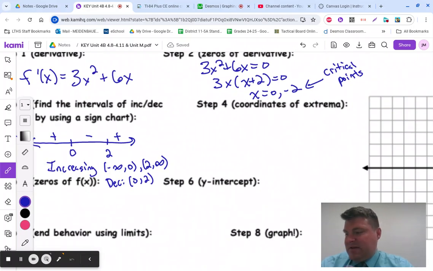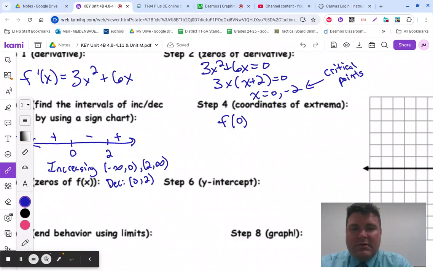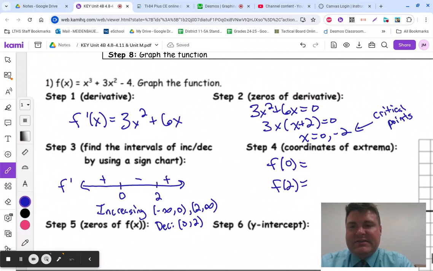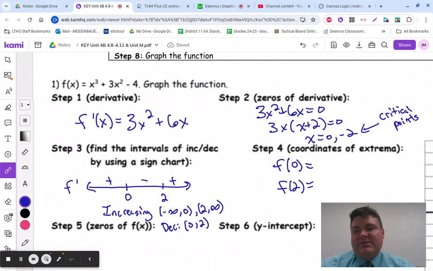What the heck does that mean? That means that I want to use my critical points. So I want to find f of 0 and I want to find f of 2. This is plugging back into the OG. If I plug a 0 back into the OG, I'm going to get 0 cubed plus 3 times 0 squared minus 4, which gives me -4.